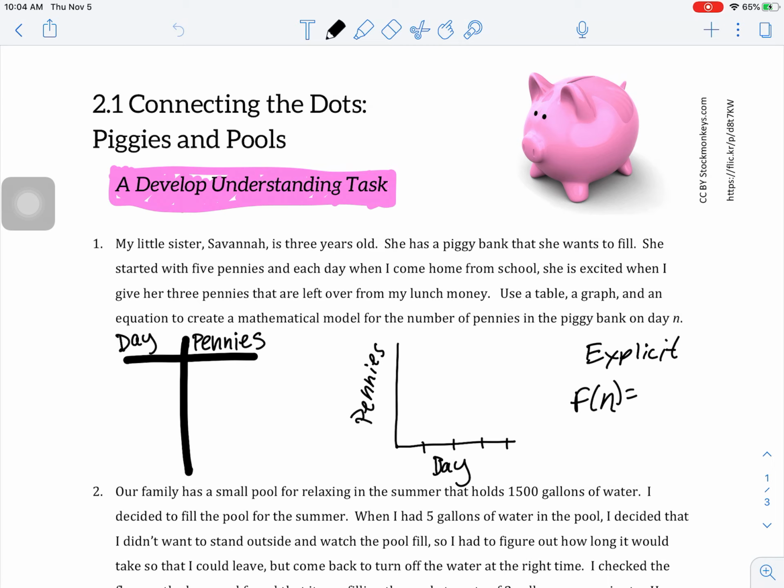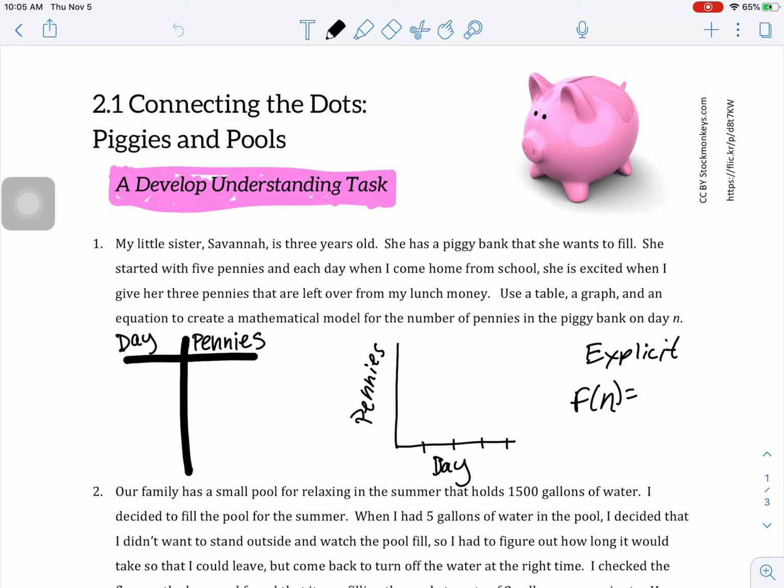Each of these problems tells a story, and then you want to complete a table, a graph, and write an equation. So number 1 says, my little sister Savannah is 3 years old. She has a piggy bank that she wants to fill. She started with 5 pennies, and each day when I come home from school, she is excited when I give her 3 pennies that are left over from my lunch money. Use a table, a graph, and an equation to create a mathematical model for the number of pennies in the piggy bank each day.